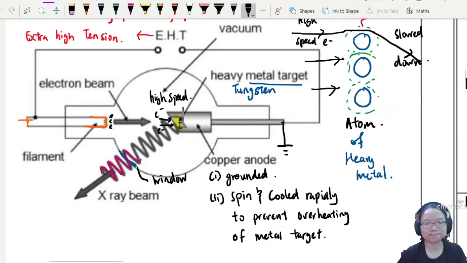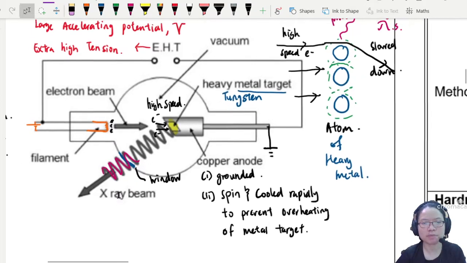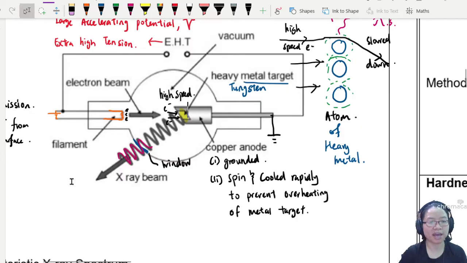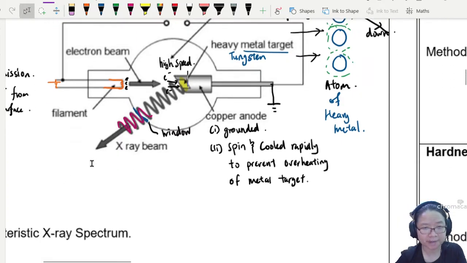Pew, pew, pew. Okay. So when we have this X-ray beam, what we do is we try to analyze this X-ray beam. We try to analyze and see what kind of picture or diagram that we have by plotting the intensity of the X-ray beam against wavelength.